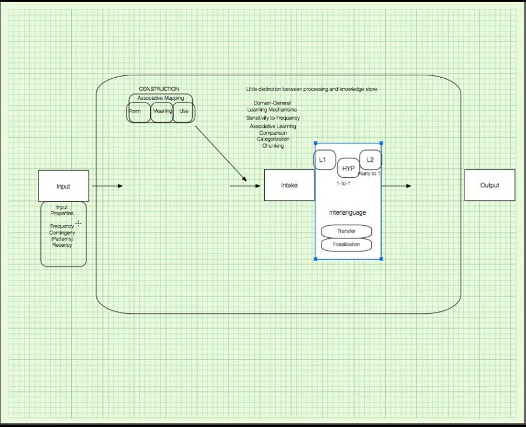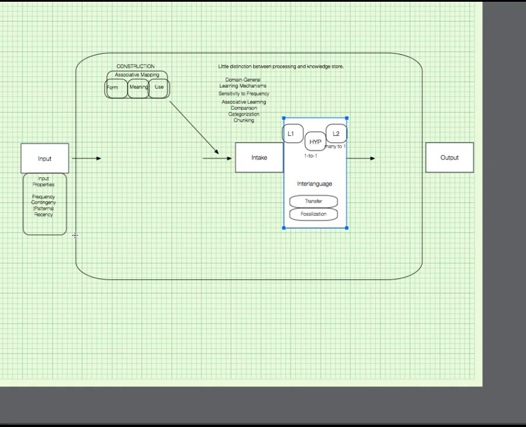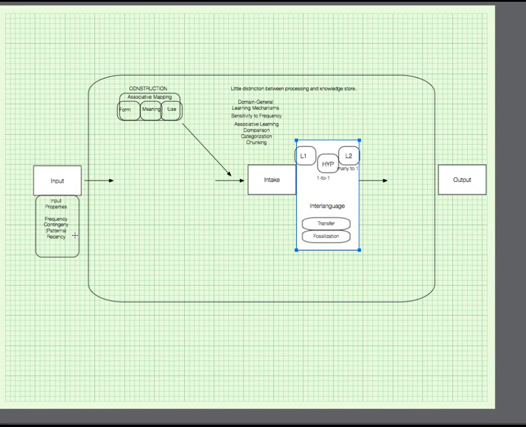Other features of input include contingencies. That is to say, how likely one linguistic form is going to occur with another linguistic form, or how likely a particular meaning is going to be associated with a particular sound. I gave the S sound at the end of words as an example of having an unpredictable contingency. Okay. Patterns and recency, that is to say, how recently something occurred in the input, are also determinants of how the interlanguage will organize itself.